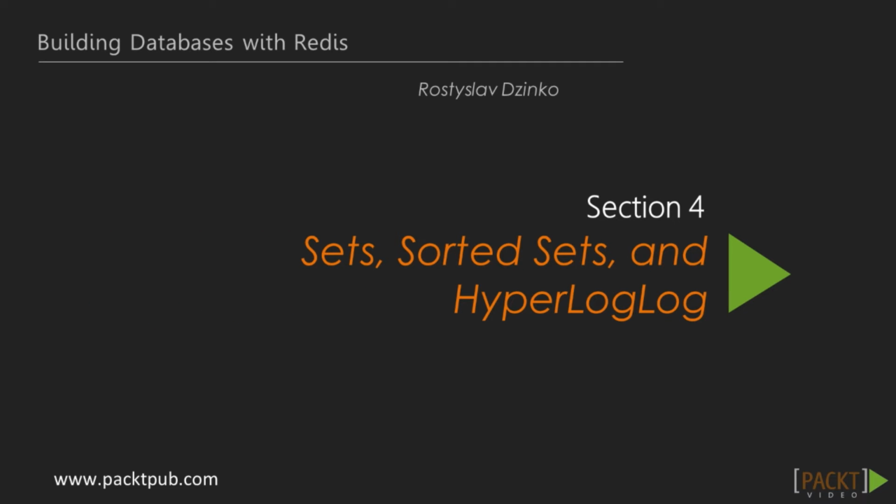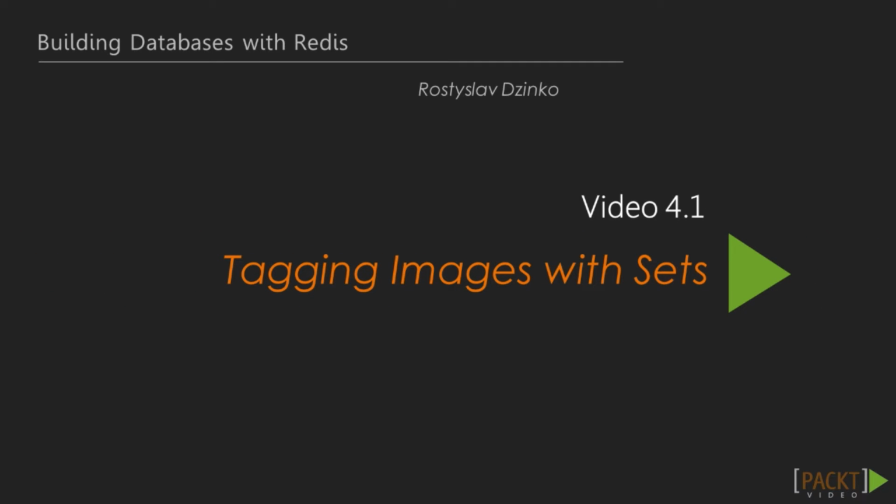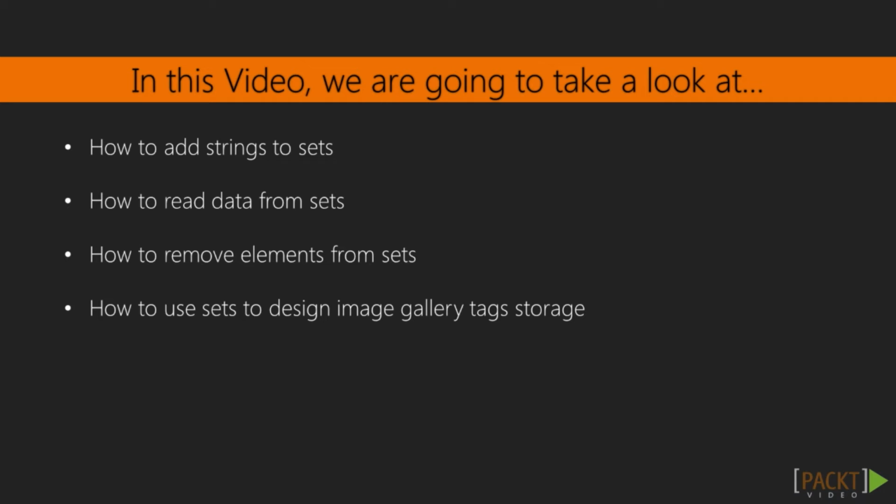Now we start the fourth section of the Building Databases with Redis video course. In the previous sections, we discussed string, list, and hash data types, along with basic administration and usage tools. In this section, we're going to talk about sets and related data types, that is, sorted sets and HyperLogLog, a set organized using a special algorithm. This video of the section is devoted to sets.